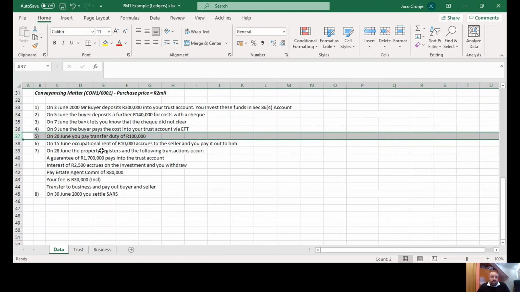So be very careful to read when it's a cash transaction and when not. If it accrues, then it means it's journal entries. If it has the word pay or settle or something like that, then it means you physically pay it out.